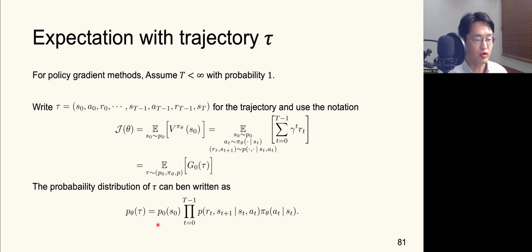The probability distribution of the full trajectory tau can be written as follows. So P theta of tau, that is the probability distribution of tau, and it is the product of the initial distribution with all the transition probabilities and the probabilities of the policy pi theta.